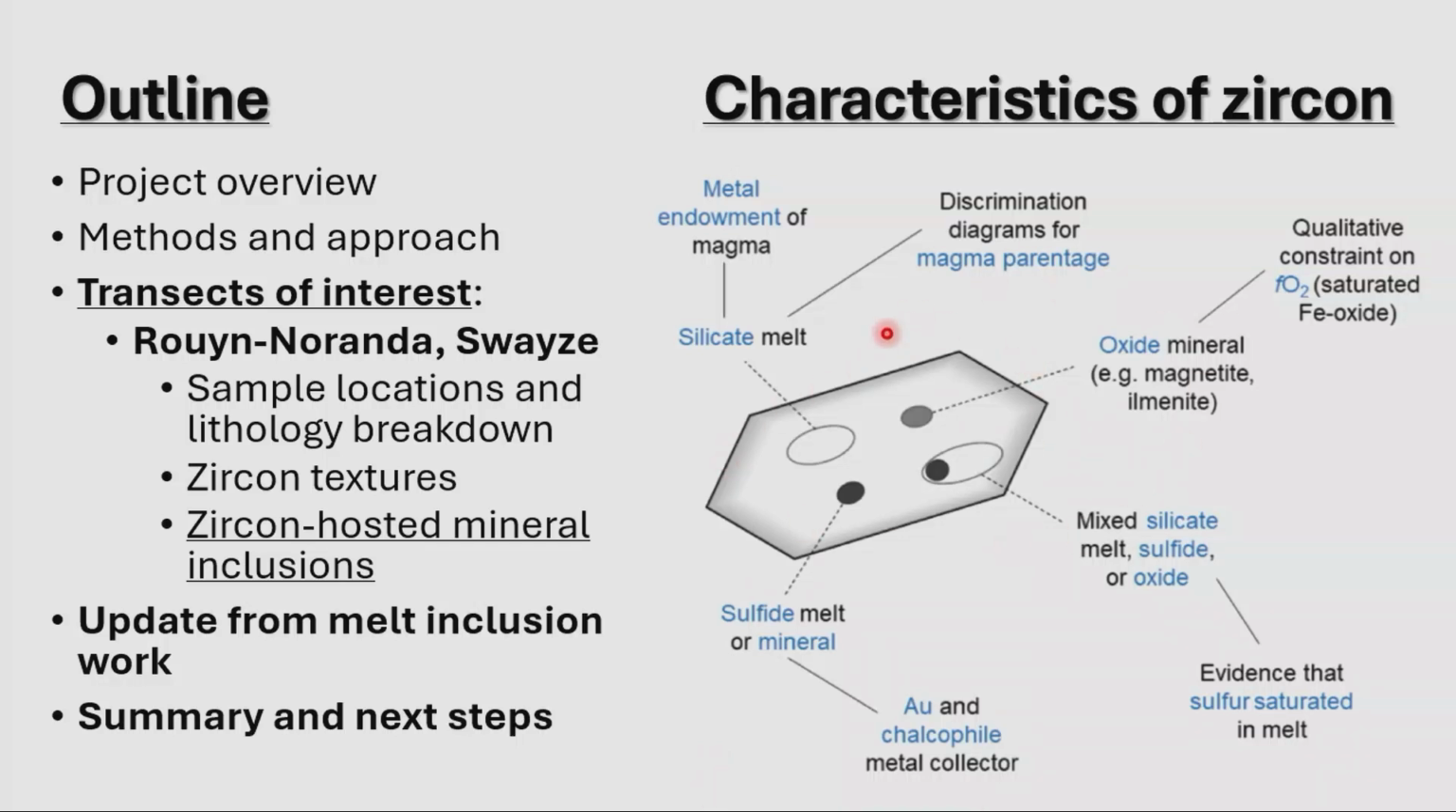I've shown this diagram here. It's a cartoon of a zircon crystal with an abundance of different types of inclusions. I'm showing this because I want to give an idea of the more qualitative information that we can get by just observing these inclusions. For example, if you encounter oxide mineral inclusions, we can use these as proxies for looking at constraints on oxygen fugacity. With silicate melt inclusions, which is the focus of the St. Mary's work, we can start looking at magma parentage and potential primary metal endowment. So it's just to give an idea that there is a lot of information that we can tease out of the zircon studies.